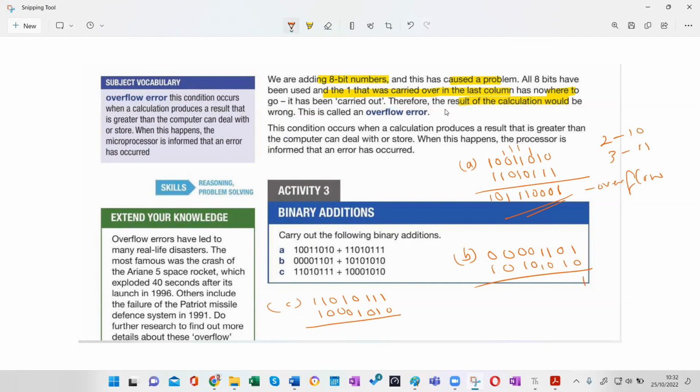1 plus 0 is 1. 0 plus 1 is 1. 1 plus 0 is 1. 1 plus 1 is 2. That is, you keep 0, take the 1 to the other side. 1 plus 0 is 1. 0 plus 1 is 1. 0 plus 0 is 0. 0 plus 1 is 1. Okay, is that the answer you got? There's no overflow in this. The result also has 8 bits. Is this correct? You got the same answer?